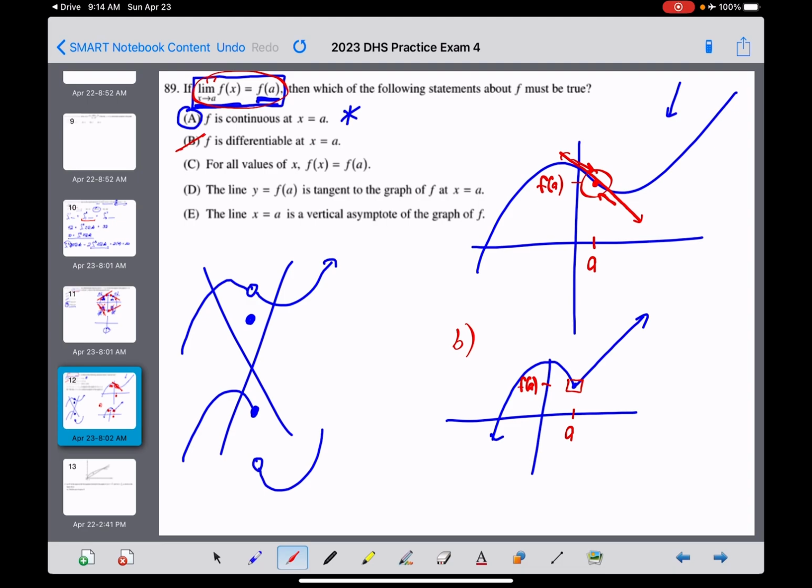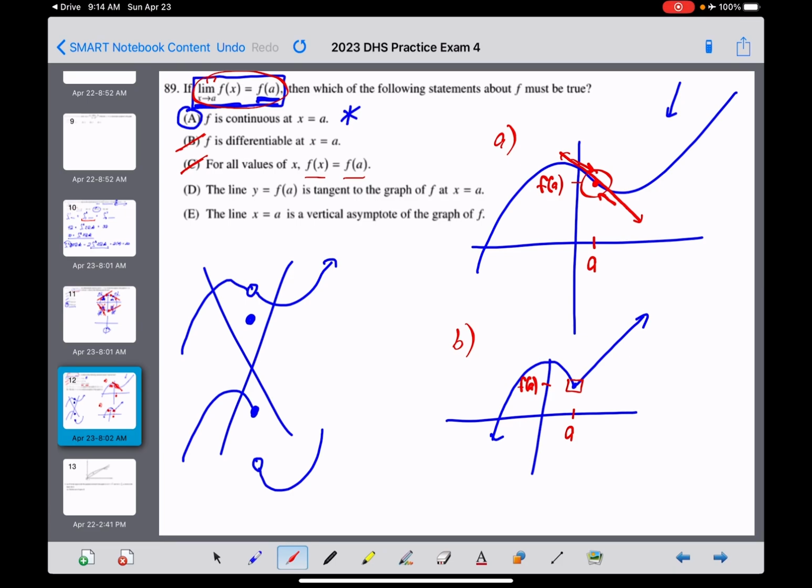Okay, how about part C? For all values of x, f of x is equal to f of a. That's weird. That just kind of implies that your function has to be a constant. Well, what I drew here in A, which I thought was right, and what I've drawn in B, is a counterexample to that, guys. The function is not always equal to the same value. That was kind of a weird one. So that was C, and that's why that one's not a right answer for number 89.